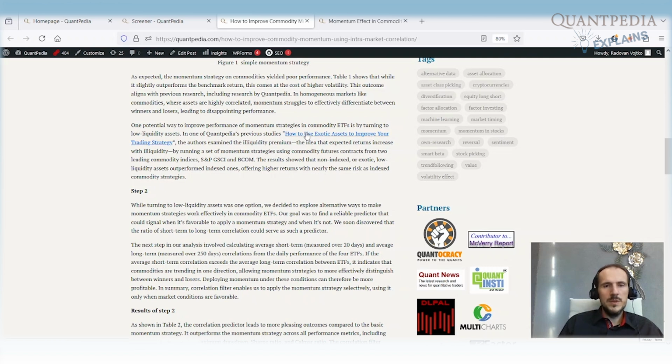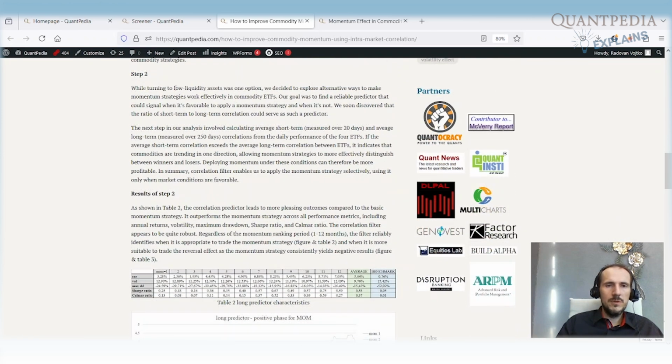We used this tactic in a futures strategy in a past article. We wrote that article probably 2 years ago, and we were able to use the liquidity premium and improve the performance of the commodity momentum strategy. But in this case, I would not like to use less liquid assets, so we just want to stay with the ETFs that we selected, so 4 ETFs. Turning to low liquidity assets is not the option, so we need to find an alternative way.